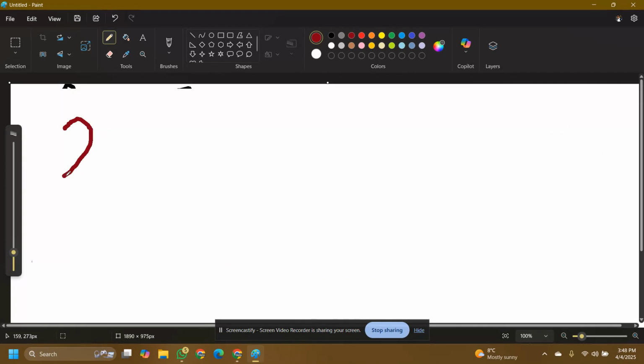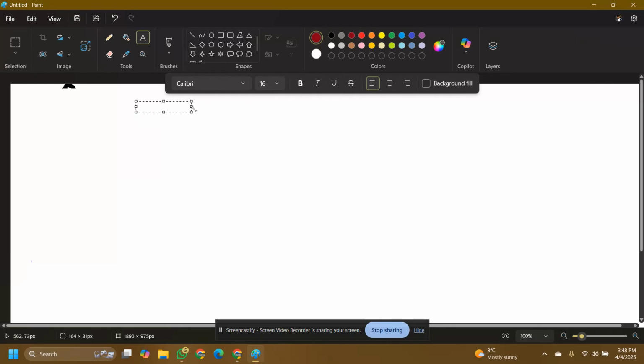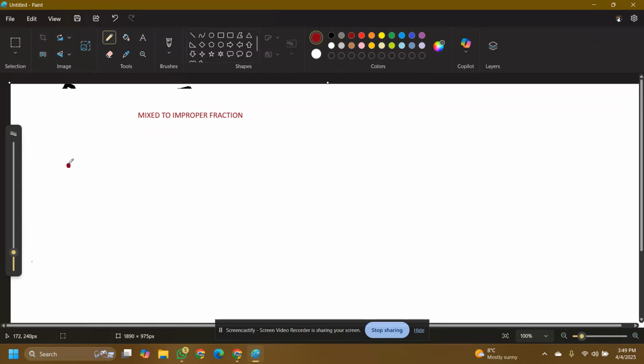So the fraction which I had for mixed one was 2 3/5. Let me write the header really quick, okay? So it can be easier for you to find out what I'm trying to do here. I'm going to turn this a little bit bigger so that it is easier for you to understand. There we go. Okay, so this is mixed to improper fraction. I am converting a mixed fraction to an improper fraction. Well, the question on the previous page showed 2 3/5. That is a mixed fraction. How to convert that to an improper fraction?